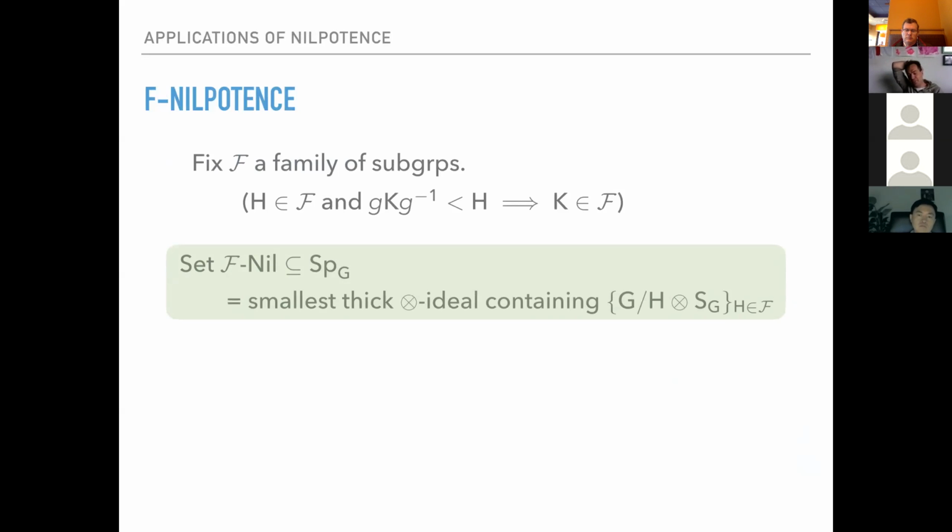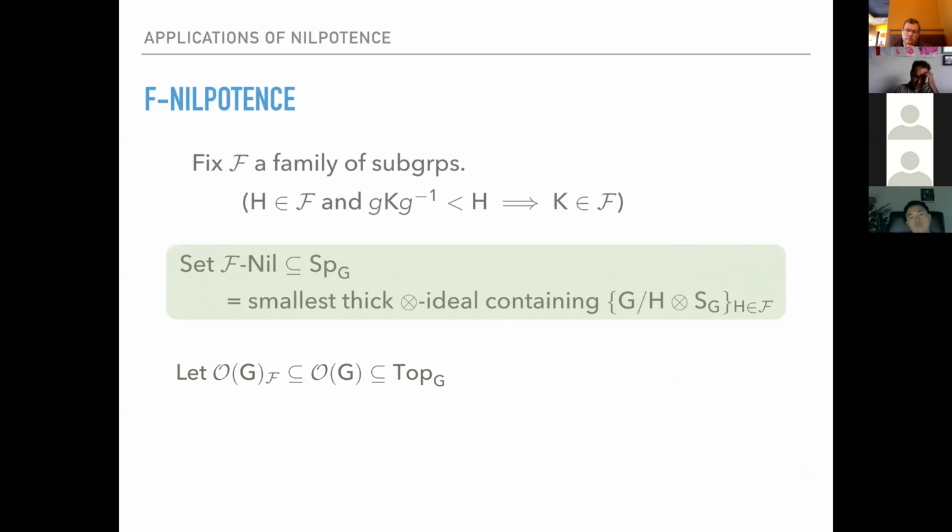So this tensor with a G space is really just tensoring with sigma infinity plus G/H. It's a simple definition. It includes in particular those finite G spectra that are built with isotropy in F. But because it's a tensor ideal, it's closed under a lot of other things. There's a lot of other things in this category.